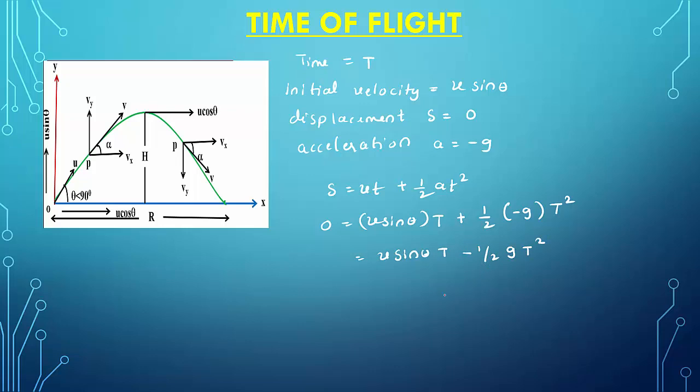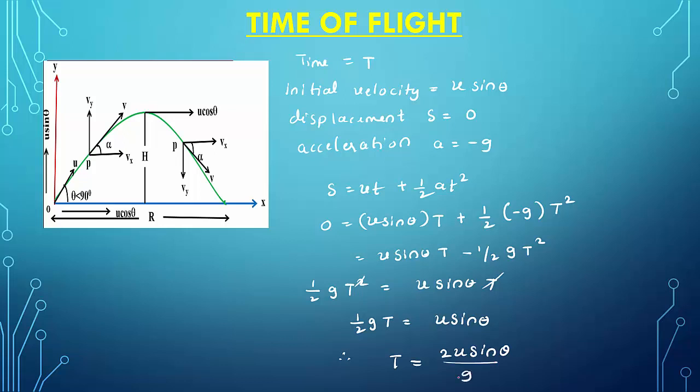Or we can take minus half gt square on the LHS side, it becomes plus half gt square is equal to u sine theta into t. One t will get cancelled. So we will get half gt is equal to u sine theta. Therefore, t equal to, 2 will go to the numerator, 2 u sine theta divided by g. So this is the expression for time of flight, that is 2u sine theta divided by g.